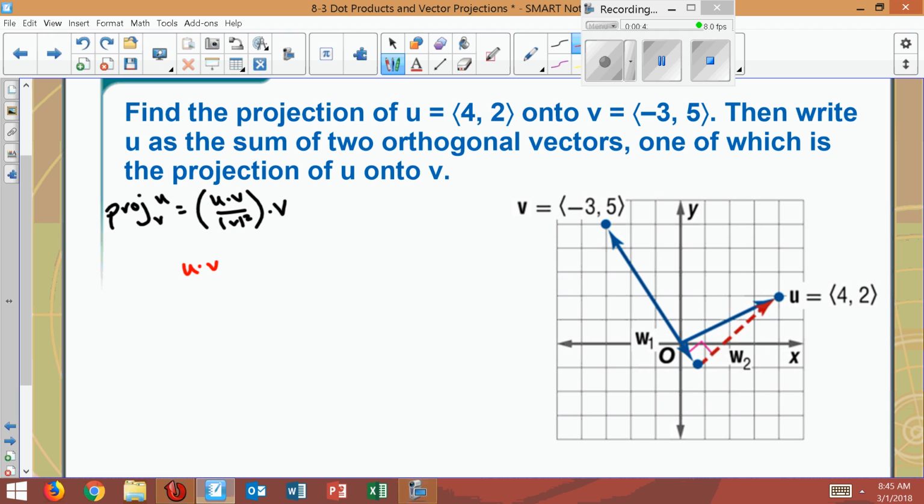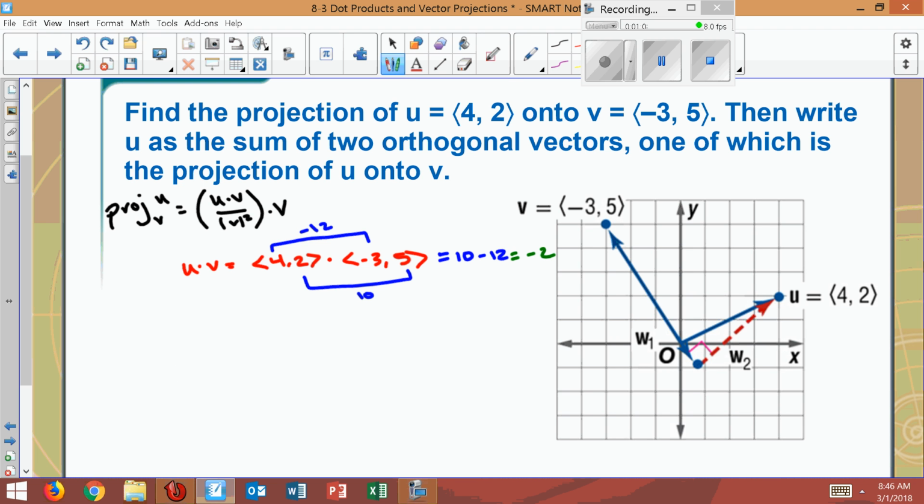U dot v is going to be 4, 2 dotted with -3, 5. So I go x times x, which is -12. I'm going to have y times y, which is 10. And I combine those values. So 10 and -12, that would add up to be -2.